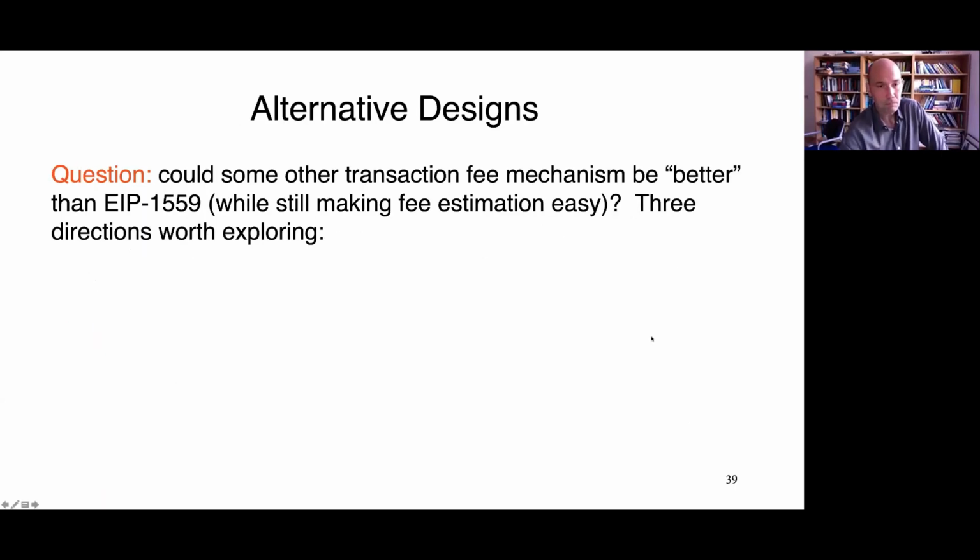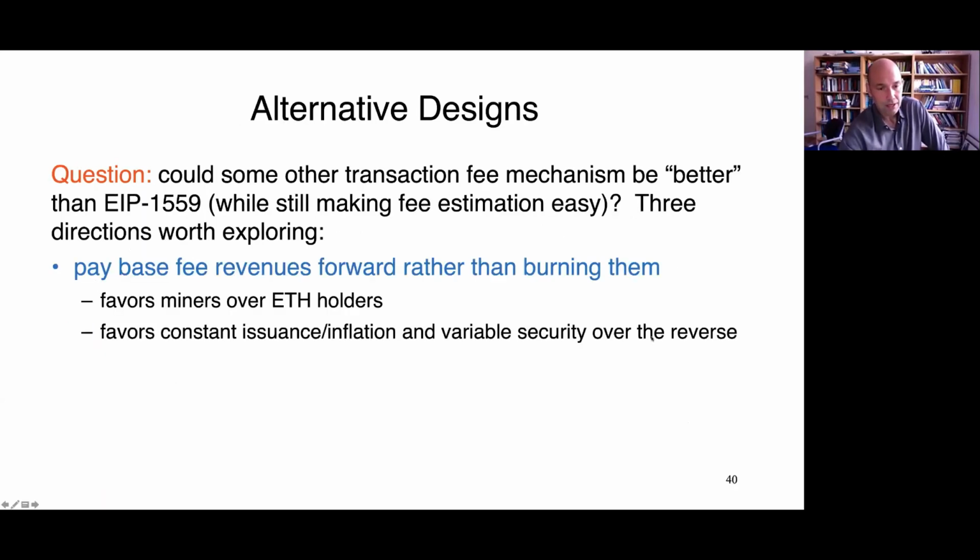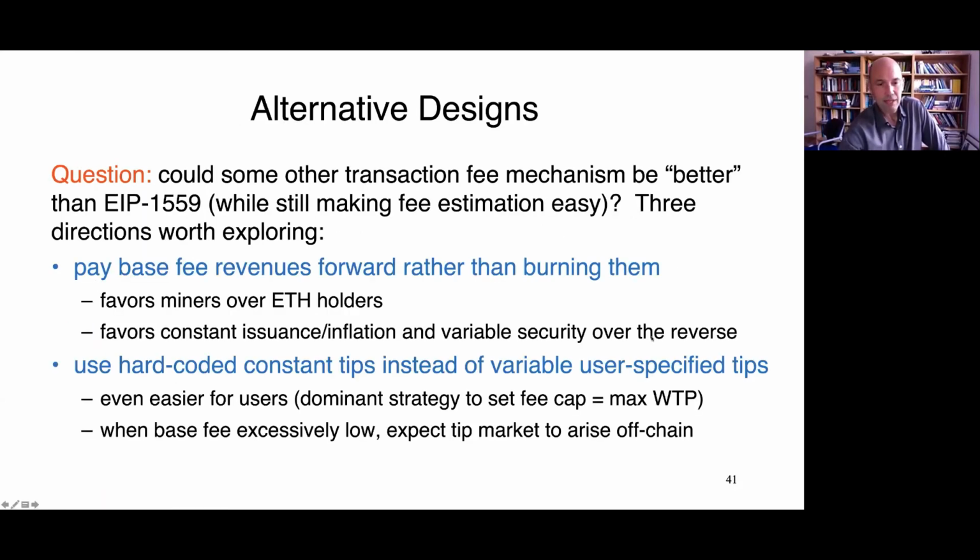All right, so there's no optimality result in this work. I'm not saying this is the best imaginable transaction fee mechanism, and I do think it's definitely worth exploring the rest of the design space and trying to understand what it looks like and what the other options are, what other trade-offs are possible.